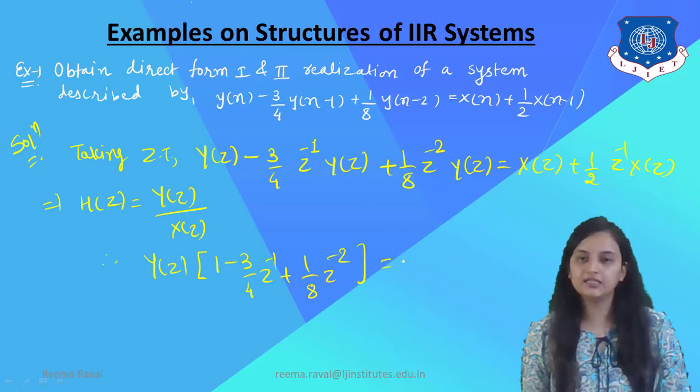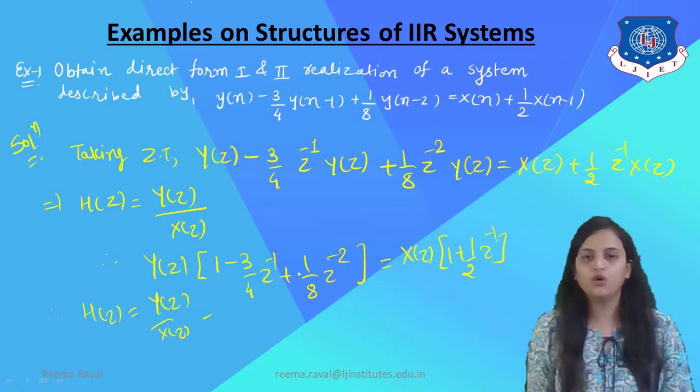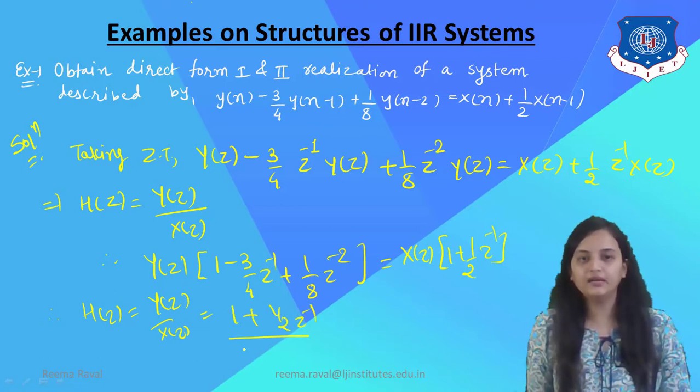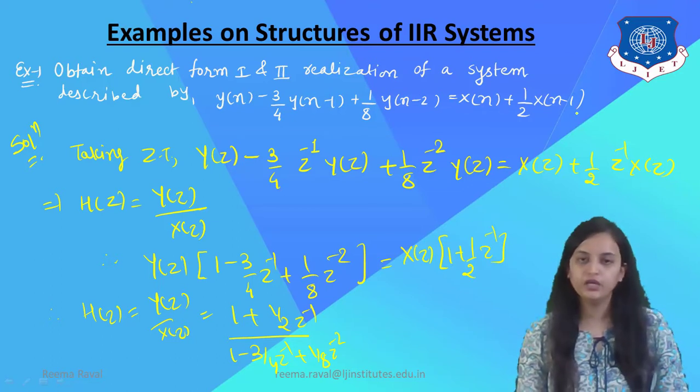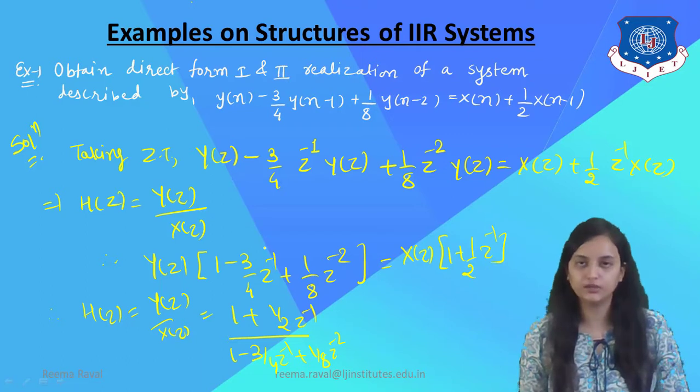In the same way, on the right hand side, if we take x of z common, we will have in the bracket 1 plus 1 by 2 z inverse. Now to get h of z, we will do y of z by x of z. As x of z goes to the denominator side, we will have 1 plus 1 by 2 z inverse divided by 1 minus 3 by 4 z inverse plus 1 by 8 z raised to minus 2. So this is the system transfer function which we have got from the given equation.